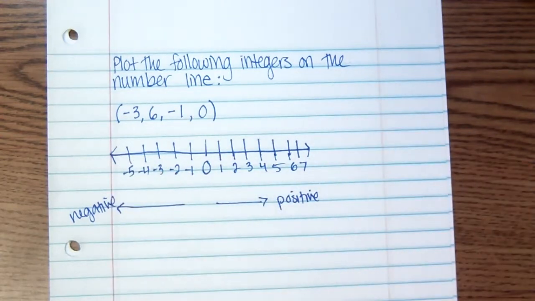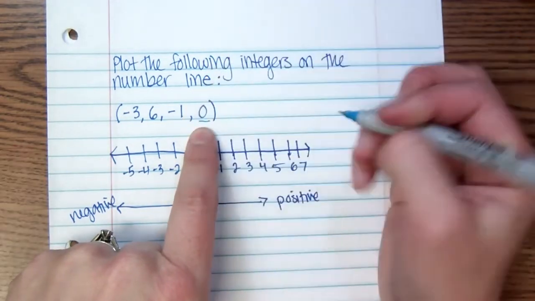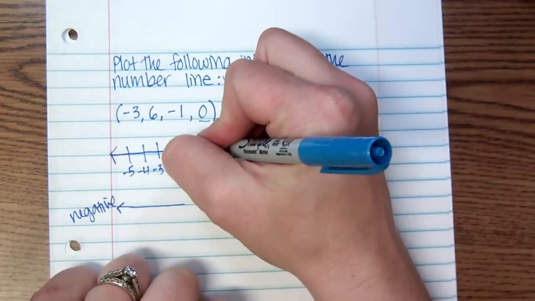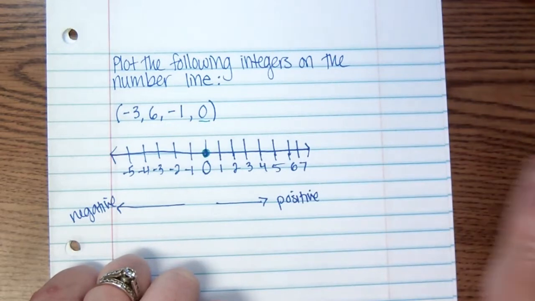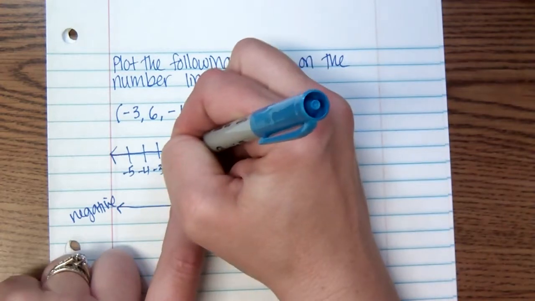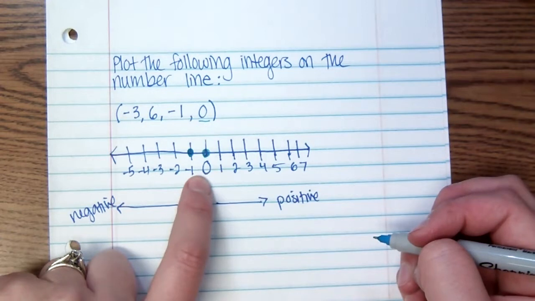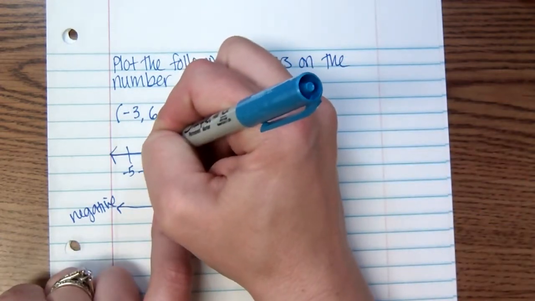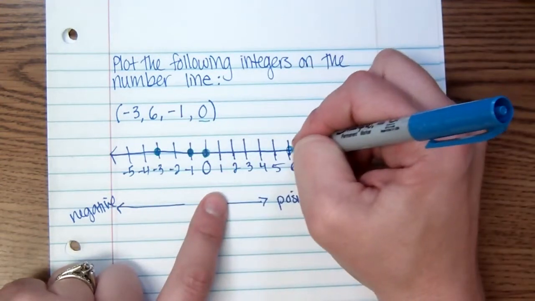If I'm going to plot points, I'm going to use a different color so you can see the difference. I'm plotting 0. That means you're going to put a dot where the integer 0 lands on the number line. And when I say where it lands, I mean right on the line. So that is 0. If I'm looking at -1, I'm going to go over 1, and I'm going to put a dot right here. And it says -1, so I just need to make sure that I have them labeled as well. And -3, 1, 2, 3. And +6 is to the right, 1, 2, 3, 4, 5, 6.